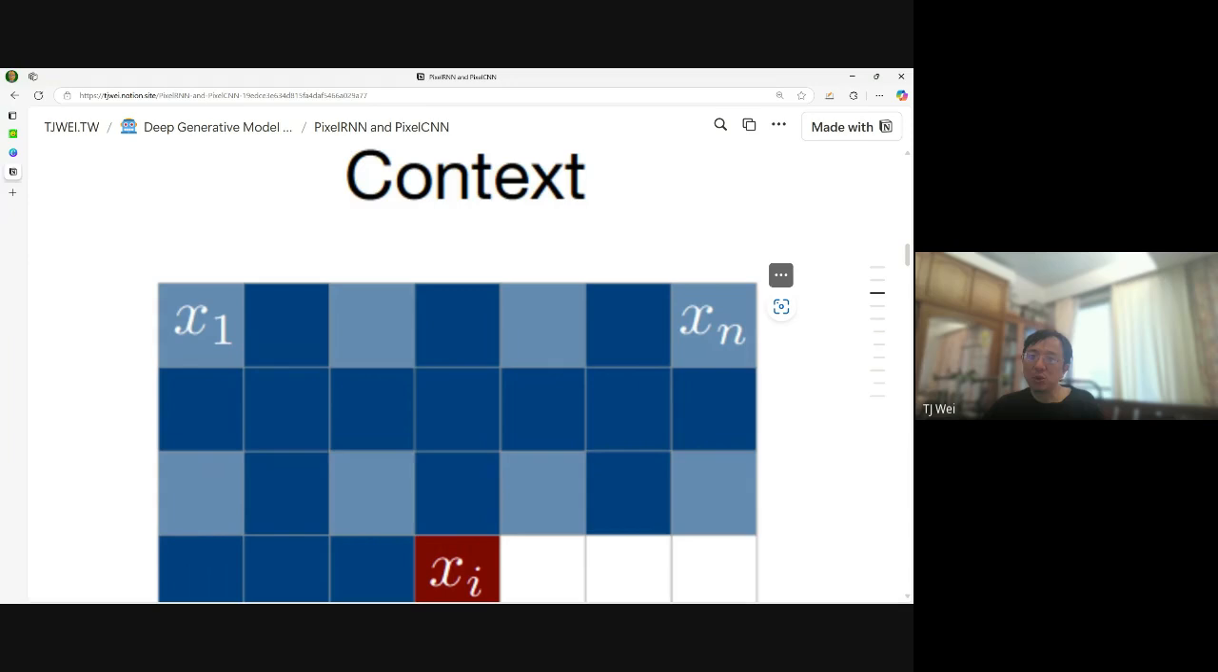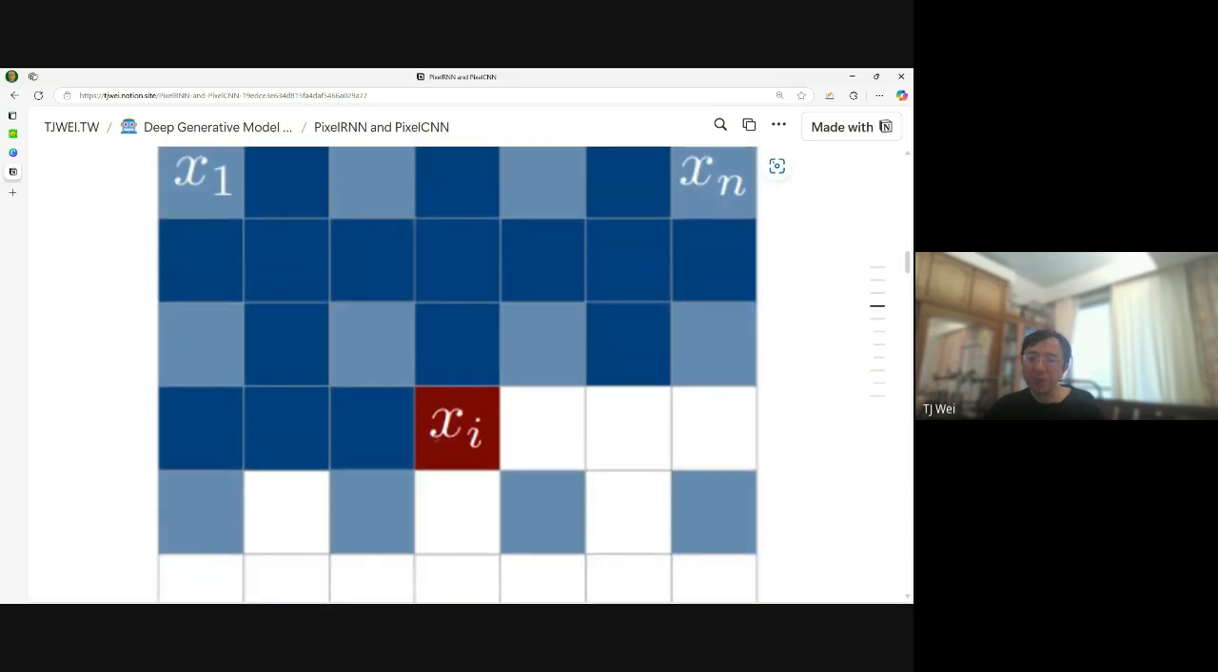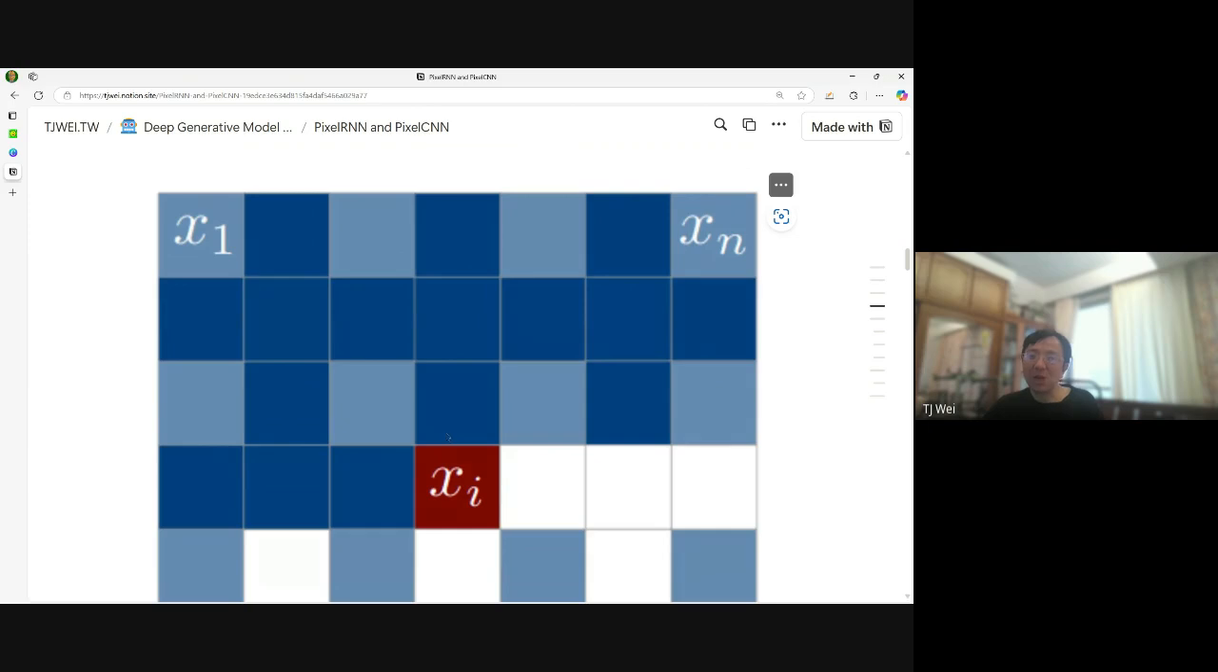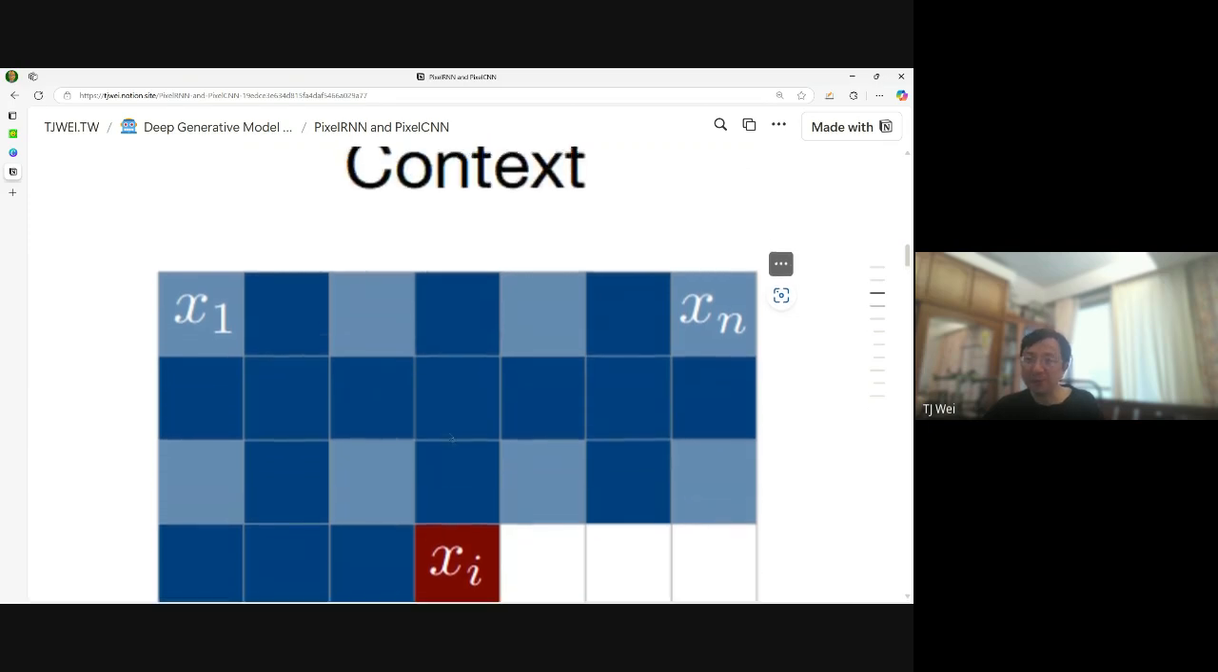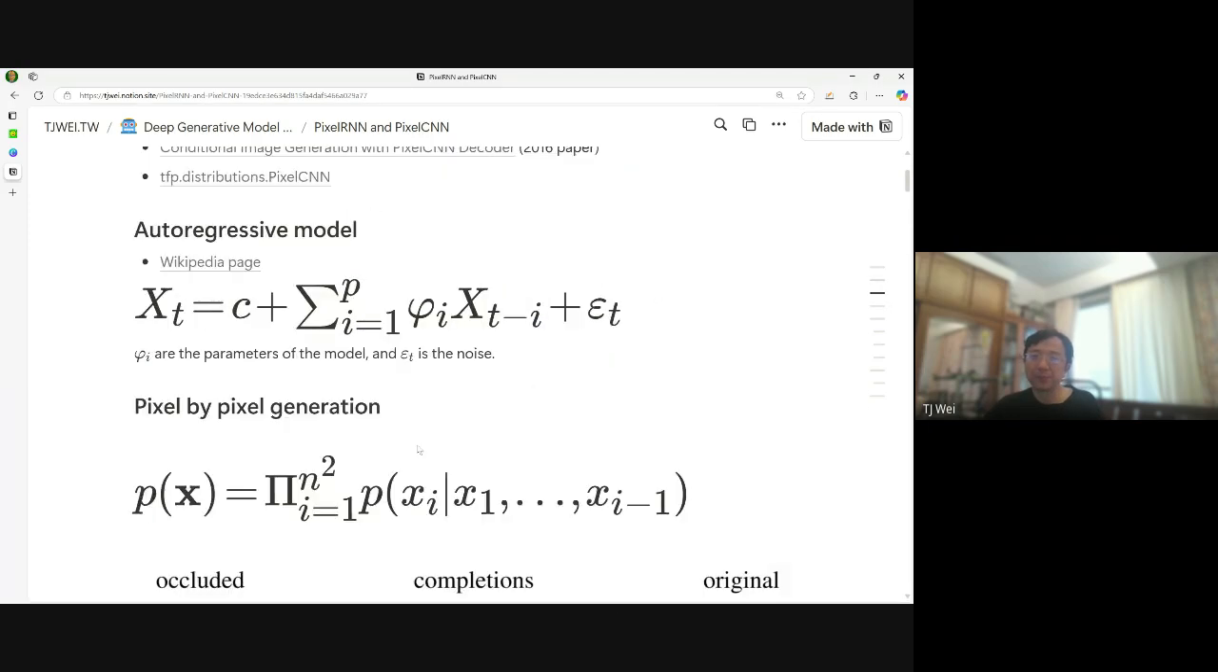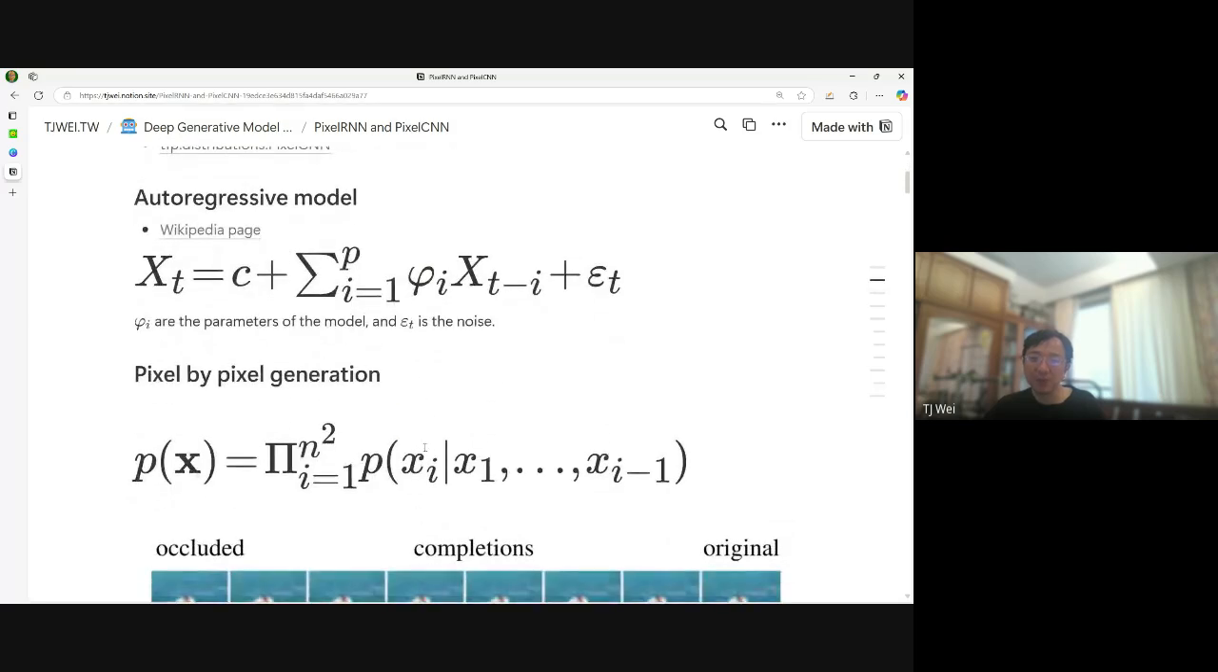So we probably want each element to have a context. The context means the condition, I mean, in this formula, the conditional probability. So when we say context, we mean the condition for the conditional probability. For this xi, the context is the things before it.